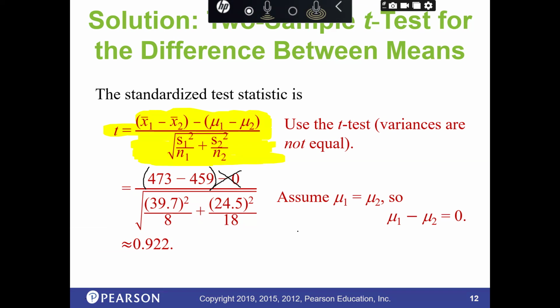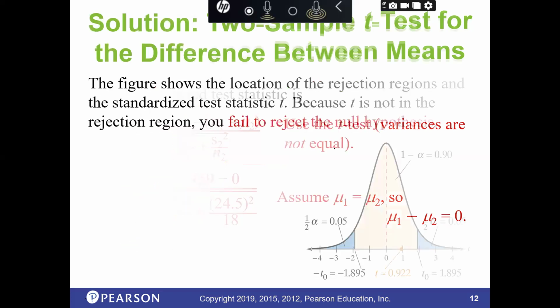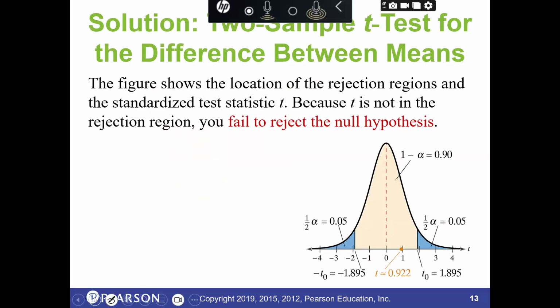And that becomes, anybody try to get a 0.922? So a positive 1.895, that's almost close to 2, is that right? Yeah, so definitely we did not get out of the null hypothesis here. Okay, so let's go with right there.